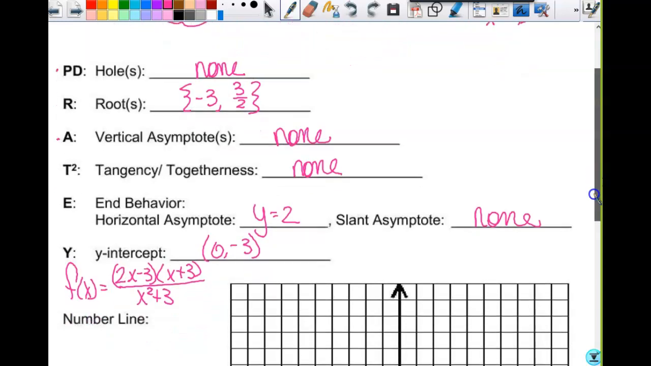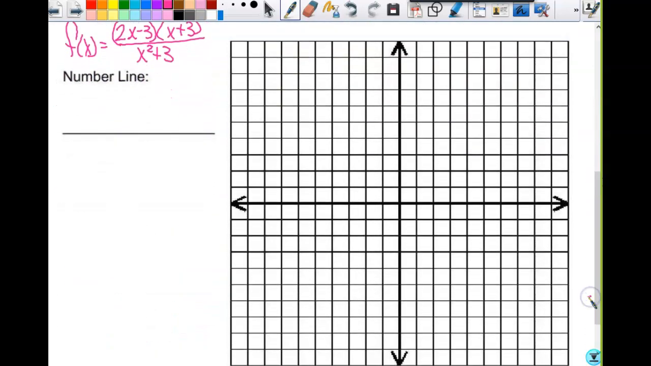All right, so I'm going to scroll. We're going to look at our sign chart here. So I only have two things to put on here because I don't have any vertical asymptotes. So I'm going to have a -3 and a 3/2. All righty. So we have, these are both closed because they're both zeros. So I'm going to have -4. That'll give me negative minus negative, so that's negative.